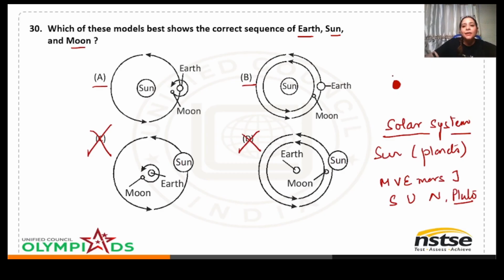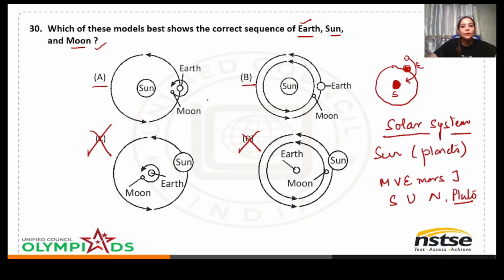Okay, and we know that planets revolve around the Sun. And second, out of Earth and Moon, we know that Earth is a planet. That means Earth must be orbiting around the Sun. So this is Sun and this is Earth. Now if I talk about Moon, what is Moon? Moon is basically a satellite of Earth. It revolves around the Earth. So that means Moon must be revolving around the Earth.